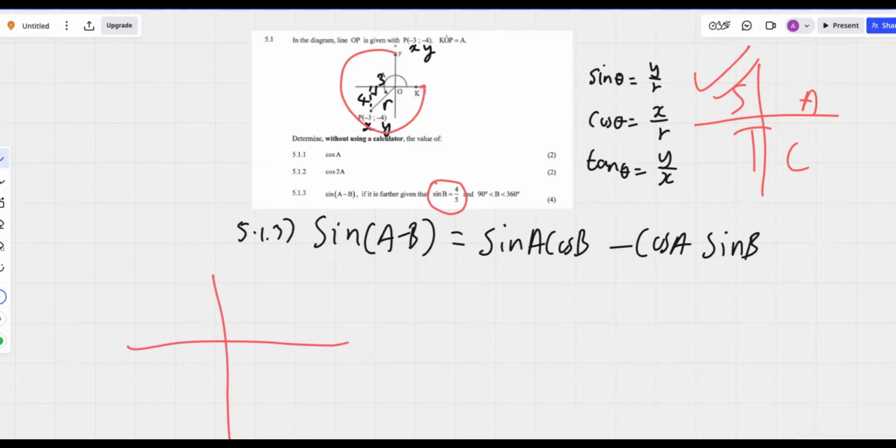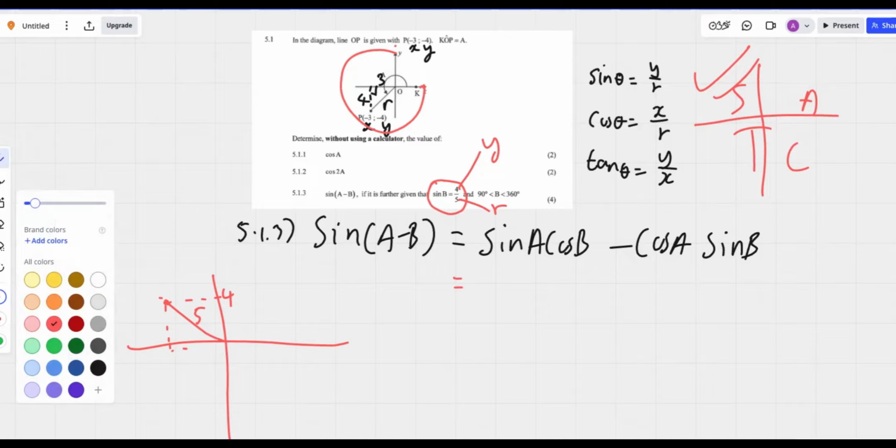So let's just draw this very quickly. It's found somewhere here, right? And we know that sine B is actually y over r. So this would be our y value, and this would be our r value. Okay, so this is where the point will be found. We know that it will have a y coordinate of 4. We aren't aware of the x coordinate just yet, but we know that the hypotenuse is 5, the r value is 5. So now what we need to do is basically substitute our values. Okay, let's get back to the black pen.